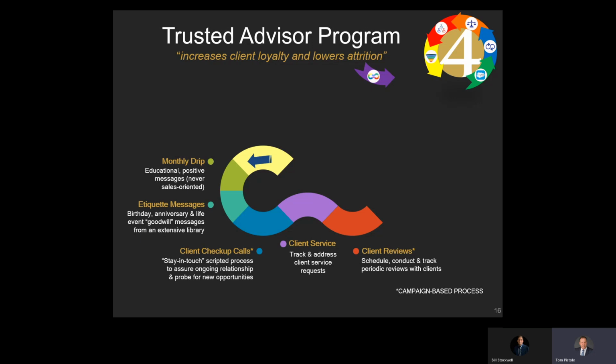Client service, again, we hope that you don't have a lot of issues in this area, but with most mature practices, client service can be pretty daunting. And not that it's all bad, it's just service. But we have a system that allows you to not only track that, but ensure that it's being worked appropriately by the various members of your team, whether it's you or the local assistant that's taking care of that. There is some accountability built in by being able to track and address these requests.